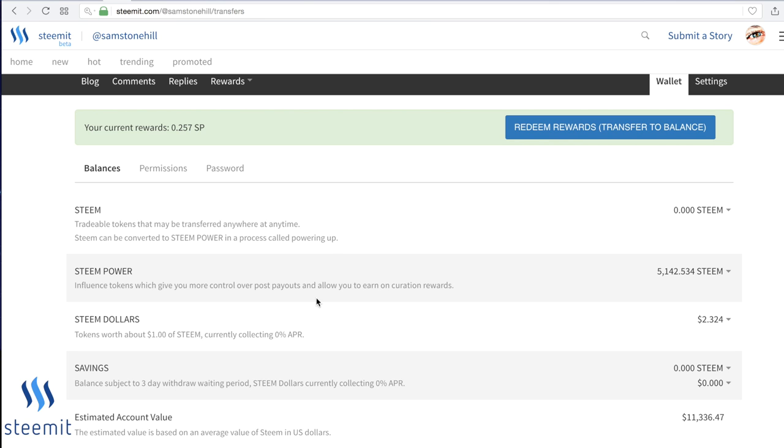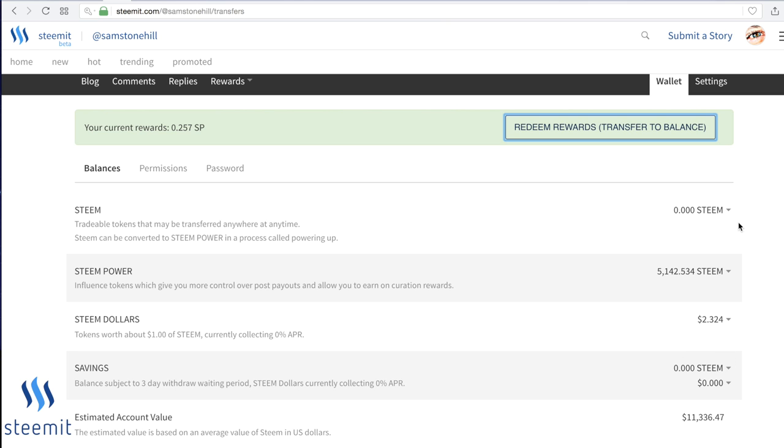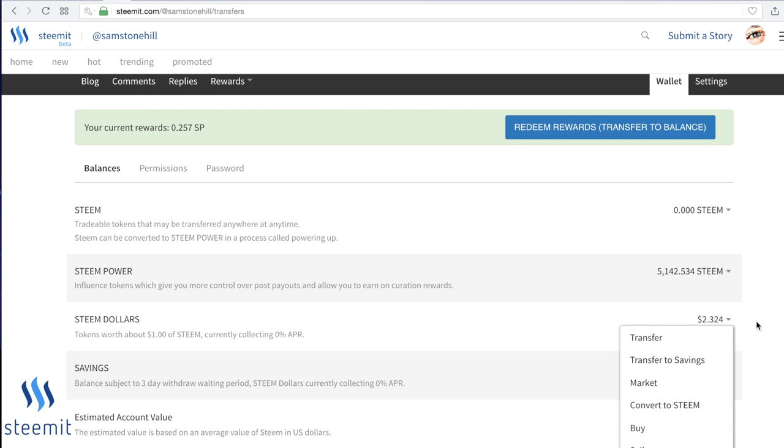so Steem, Steem Power, Steem Dollars. Savings, don't worry about. I don't really understand why they have this feature. You can save money like a bank account. Now, one other thing worth mentioning. You can only cash out Steem or Steem Dollars. These are both instantly transferable to a marketplace where you can turn that into Bitcoin or fiat currency, whatever you want. Not Steem Power. Steem Power is locked into the platform.